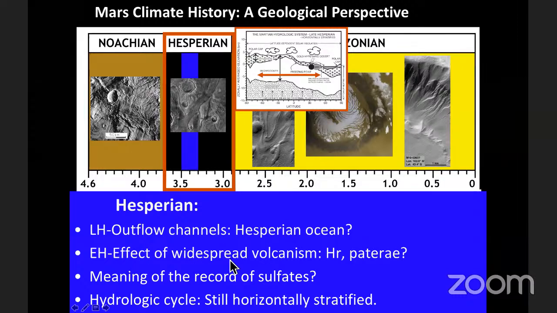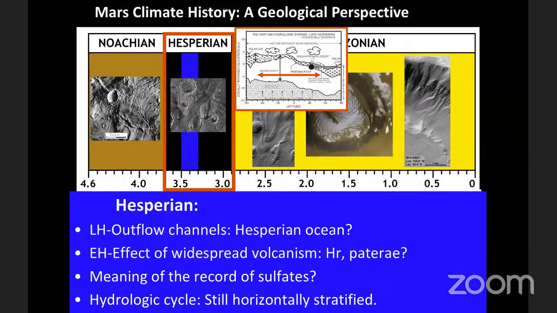What about the effect of the widespread volcanism? This could be, in fact, a significant factor. But again, this question of how long, over what duration, and what areas, near the vents or global or latitudinal, might warming have taken place before cooling kicked in. And then we have this uncomfortable record of the sulfates, these layered sulfates that are fairly widespread in the equatorial regions of Mars. And this is a topic of current discussion.